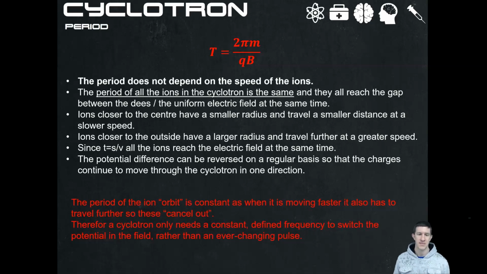An important statement to note is that the period of the ion, or the orbit of the ion, is constant, as when it is moving faster, it also has to travel further. So these two cancel out, so to speak. Therefore, a cyclotron only needs a constant defined frequency to switch the potential in the field, rather than an ever-changing pulse.